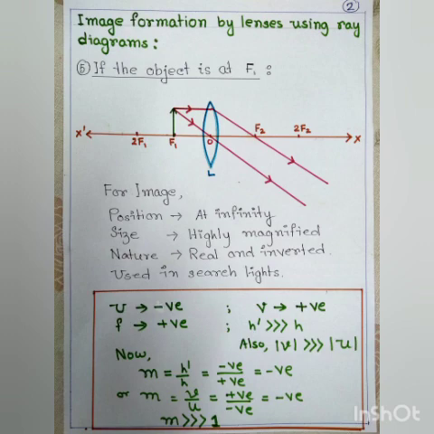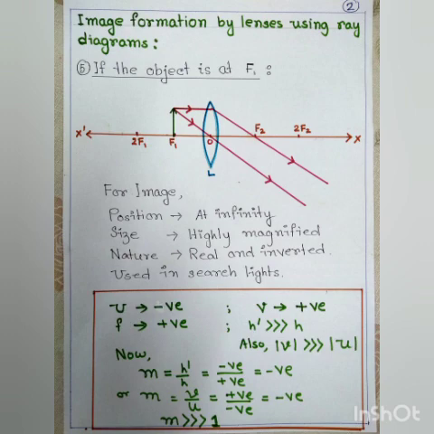Okay. Now let us start today's topic, image formation by lenses using ray diagrams. Now in our last class we have discussed 4 situations. Now we will start our 5th situation. If the object is at f, that is f1. Now here the rays refracted through the lens will become parallel to each other.